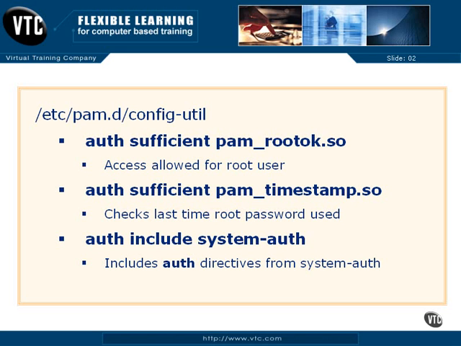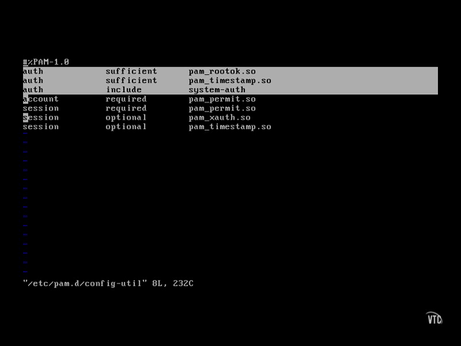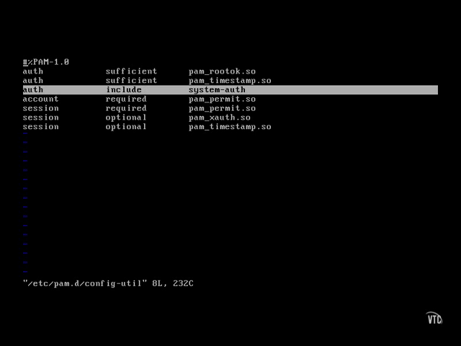The next auth directive checks the timestamp of the last authentication. In other words, the last time the root password was given for this command. As I suggested in another video, as long as it's within 5 minutes, the sufficient directive means that access is allowed and the rest of the file is ignored. The third auth directive is another include directive. In other words, we have to look at the auth directives from the system-auth file.